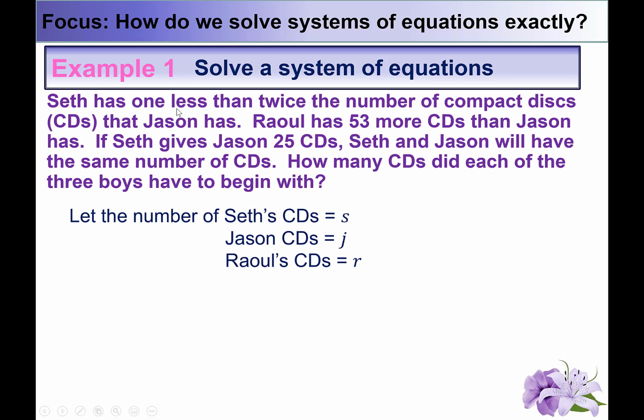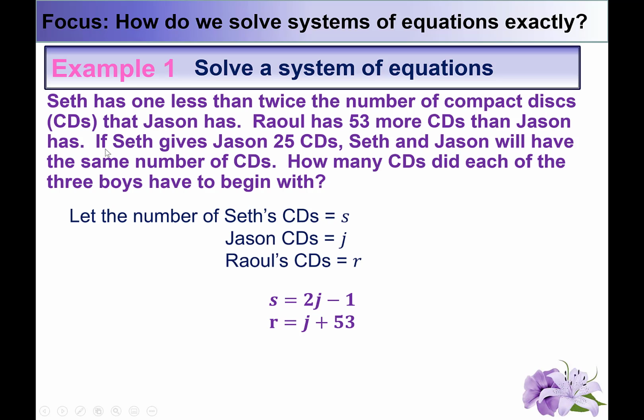Seth has one less. Well, one less means we're subtracting one from something. One less than twice the number of compact discs that Jason has. So S equals twice the number Jason has, minus 1. So S equals 2J minus 1. Now Raul has, so R equals 53 more. So we're adding 53 to something, 53 more than Jason's CDs. So R equals J plus 53.